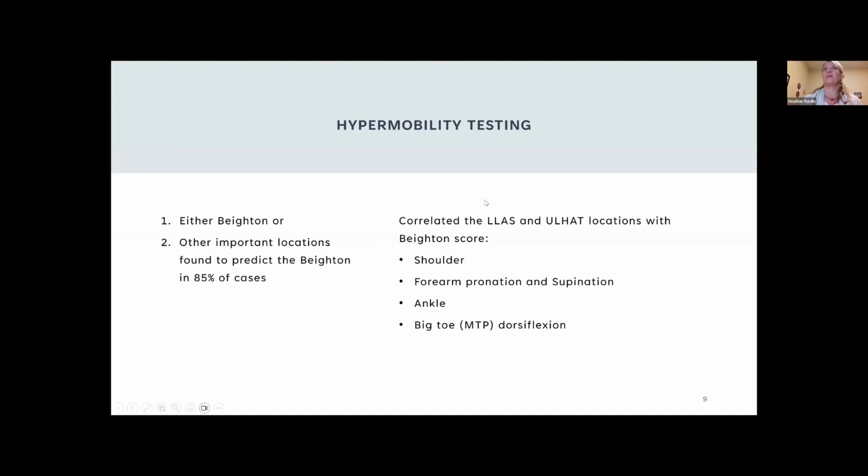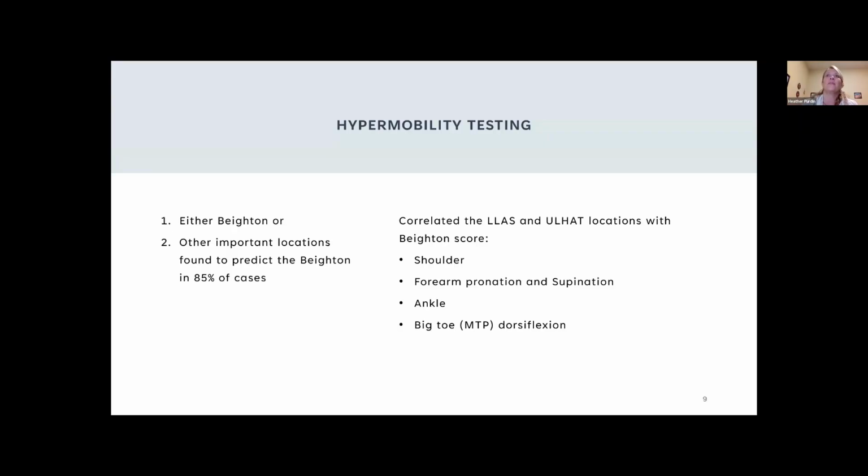So back to the hypermobility testing, they were finding that either the Beighton or Beighton with other important locations might be helpful. When they looked at all the range of motion and what was hypermobile in people, there were these 4 areas that predicted 85% of the time that they would also have a positive Beighton. And we know they are hanging on to the Beighton because it's so old, it's been validated and reliable, and it's easy to recreate. So anything that can correlate with that is going to be a win.